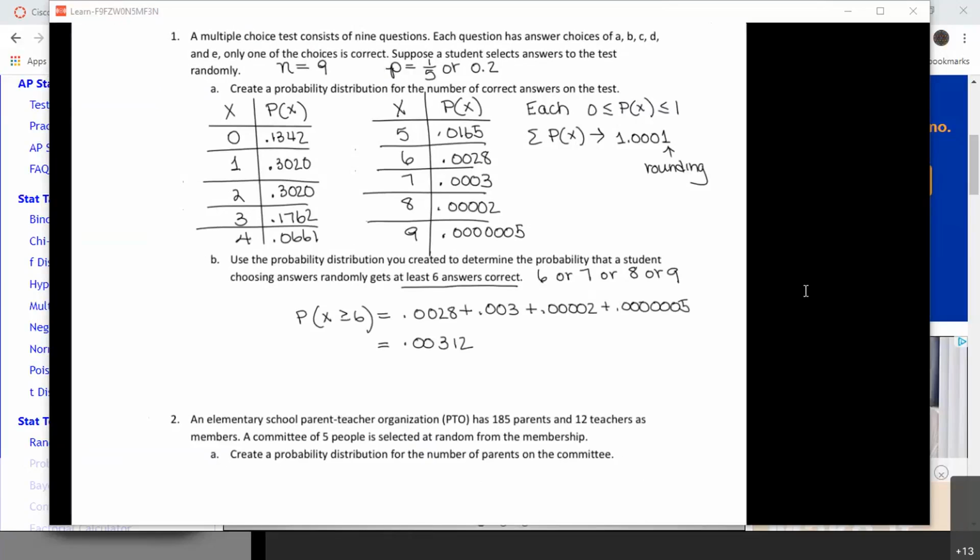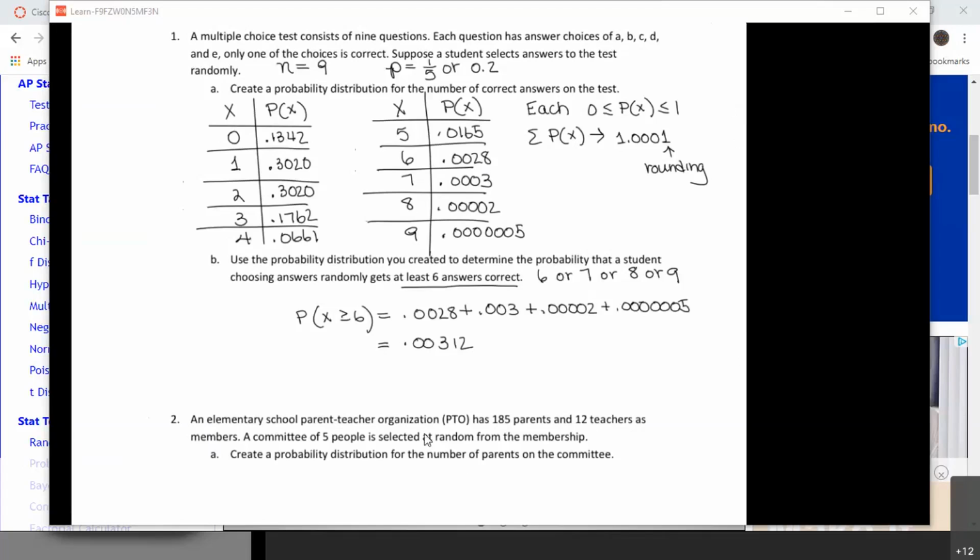okay, so I picked that because 6 is the threshold for passing the test with the D, okay? There's less than a 1% chance that will happen, okay? So answering 6 or more of them randomly and getting them correct, there's less than a 1% chance, okay? So that's what I'm showing you here.